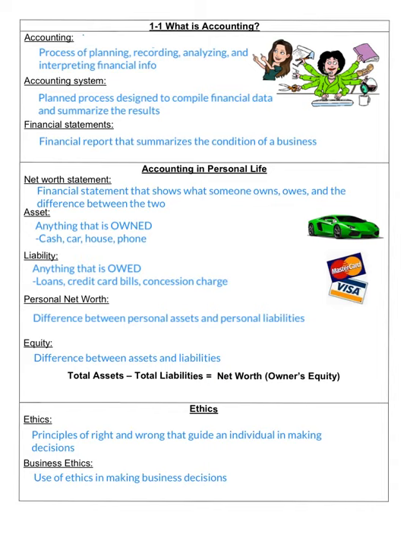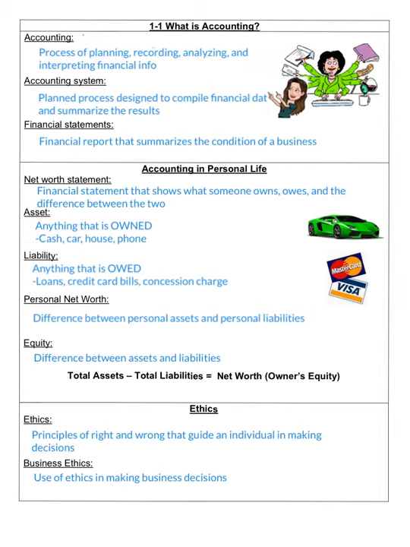Accounting is the language of business. So a business has to analyze all of its financial information and use it to determine how they're going to operate and how well they've done for a couple months or a few years, however long they've been in business. The actual definition of accounting is the process of planning, recording, analyzing, and interpreting financial information. And all of that is put into what's called the accounting system, which is the planned process used to compile that data and then summarize the results.